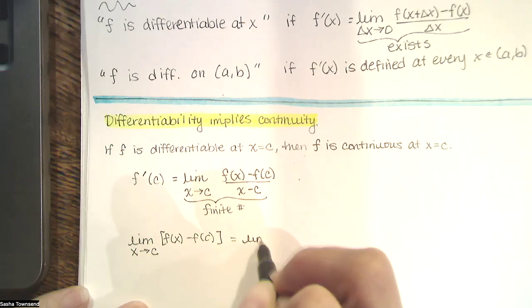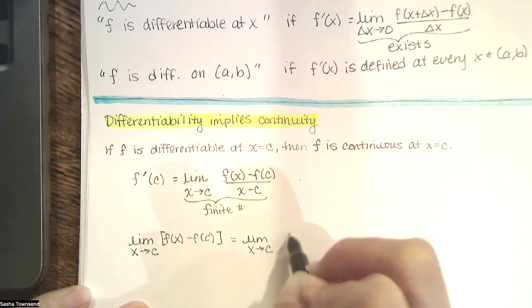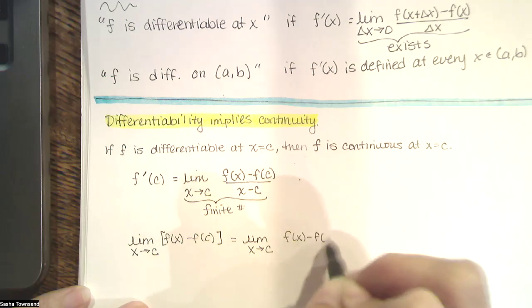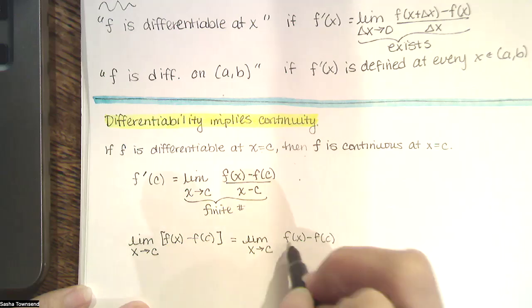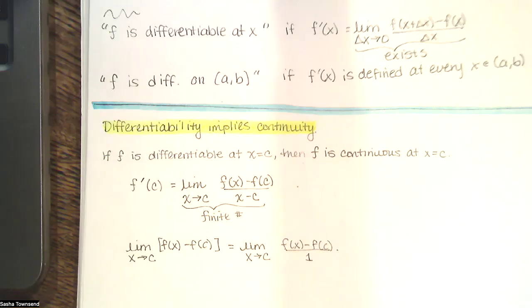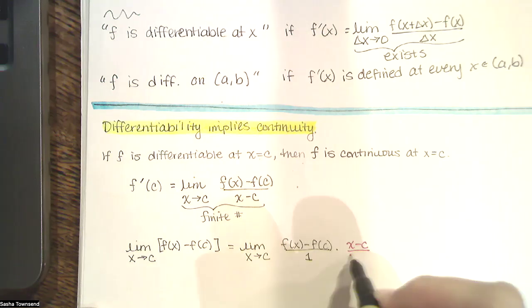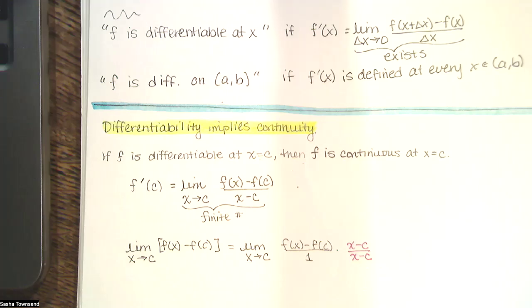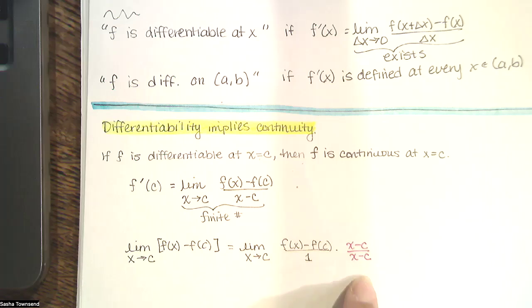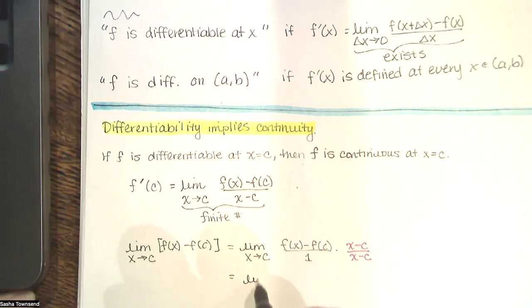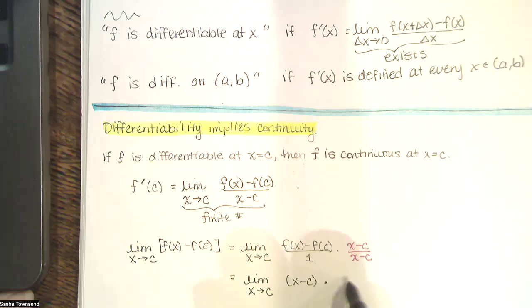So this limit is the same as this limit. We're just taking this and multiplying by a well-chosen one, x minus c divided by itself. And we can do that because as x approaches c, we're not actually interested in what happens at x equals c, so this is just a number divided by a number, and they're not zero. Then we can rearrange this expression. This is the limit as x approaches c of x minus c times f of x minus f of c, all divided by x minus c.